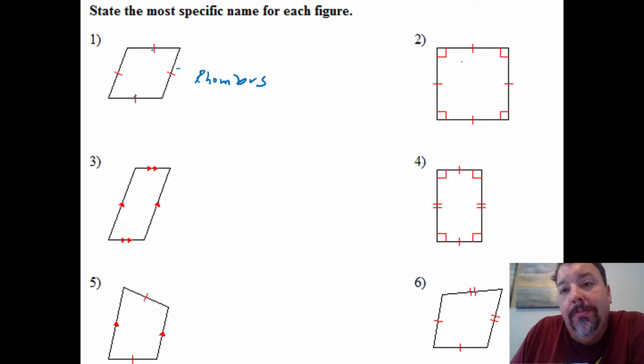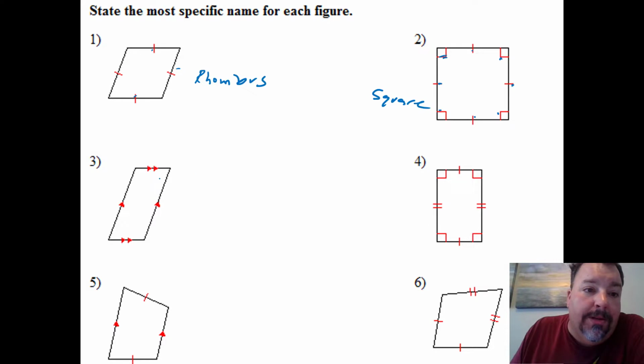For number 2, what do you notice about this one? It's got 4 equal sides. It's got 4 right angles, so it's both a rectangle and a rhombus, and that would make it a square. For number 3, notice that it's got the little arrows on it. It's got arrows on these 2 sides. It's got arrows on these 2 sides. So those arrows are showing us lines are parallel. 2 pairs of parallel lines gives us a parallelogram.